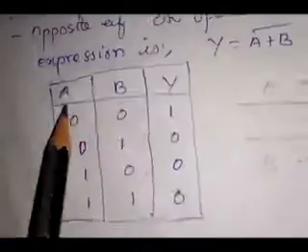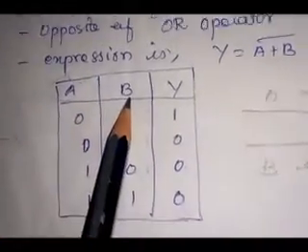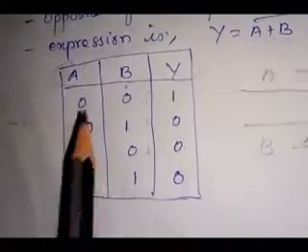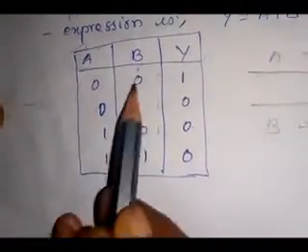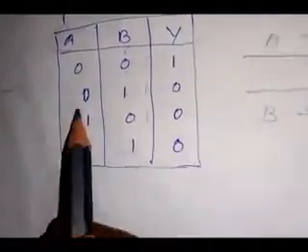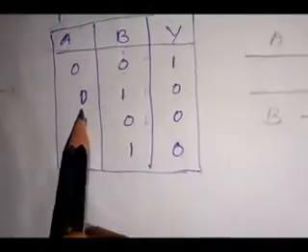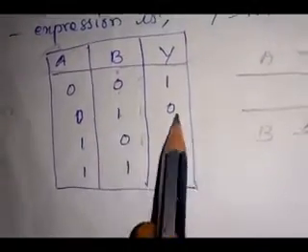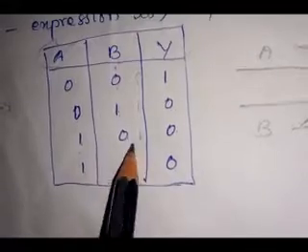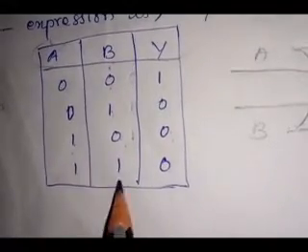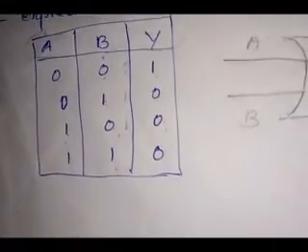Its truth table is, here A and B are the 2 inputs, Y is the output. Here 0 NOR 0 is 1. 0 NOR 1 is 0. 1 NOR 0 is 0. 1 NOR 1 is 0.